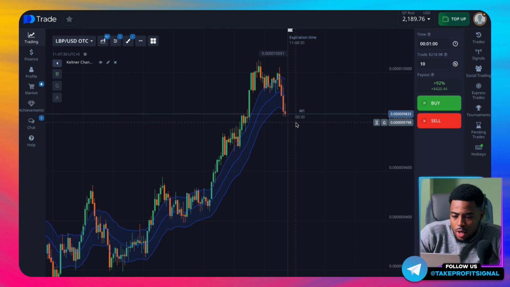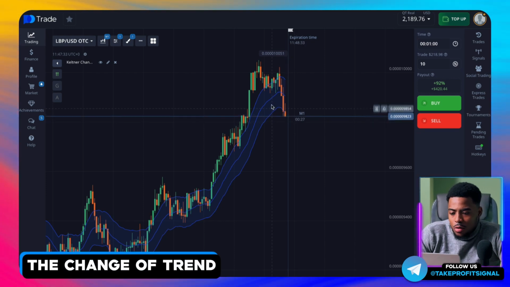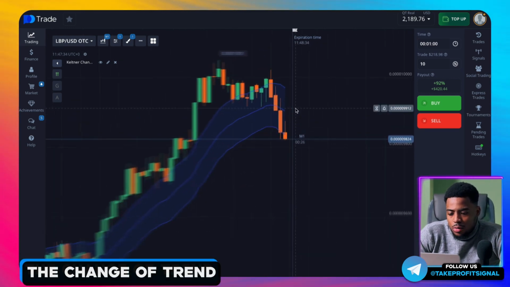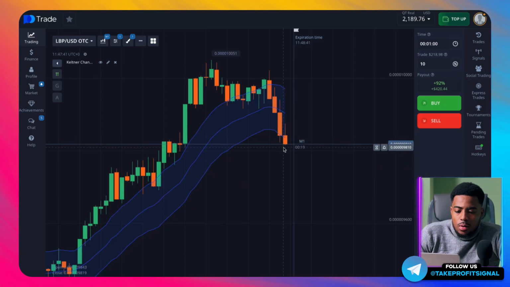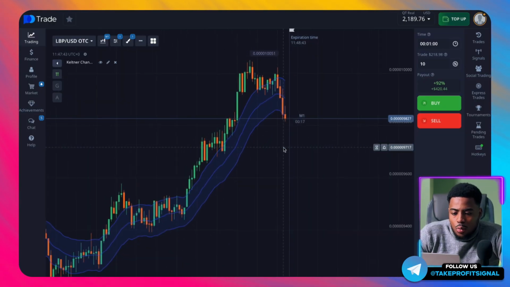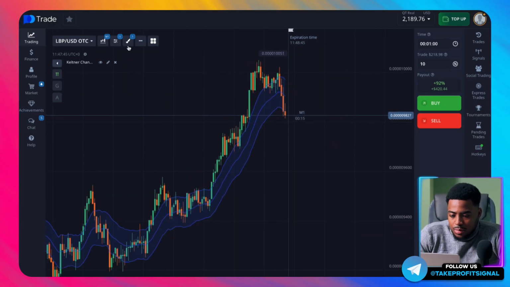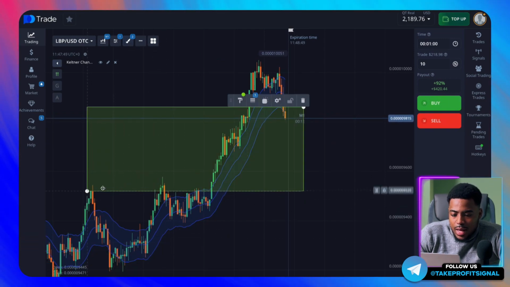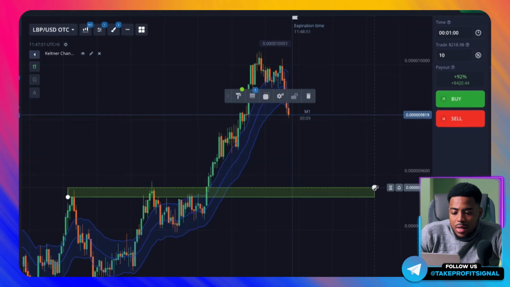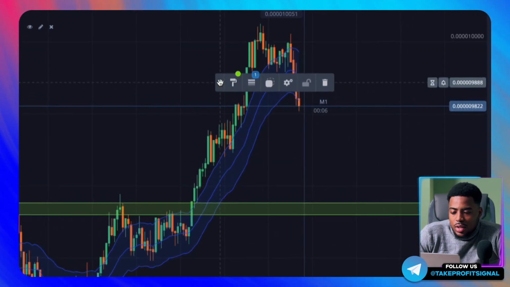Let's assume that now we are observing the change of trend from upward to downward, and if the next candle, or at least 2 candles, will be fixed under the lower line of the Keltner channel, we will enter the deal on the downside because the horizontal levels are very far away. It means that we have the main horizontal level, which can cause a correction.